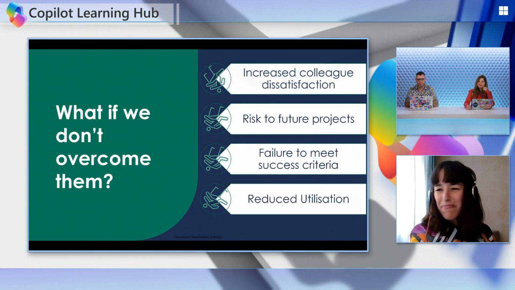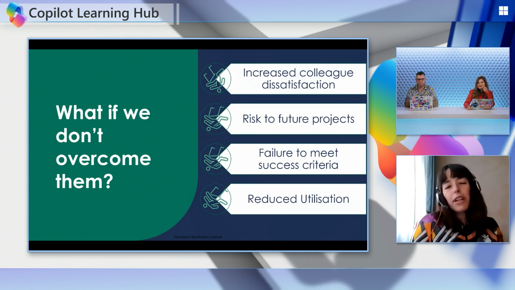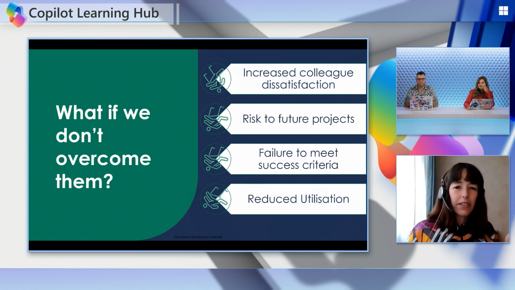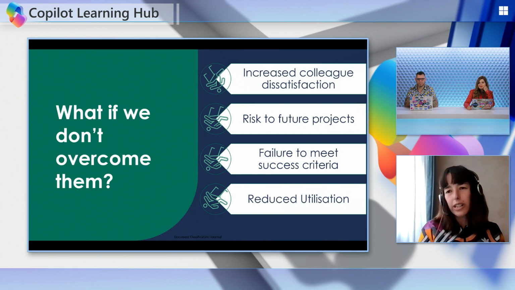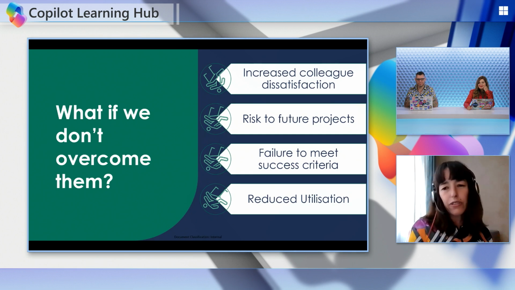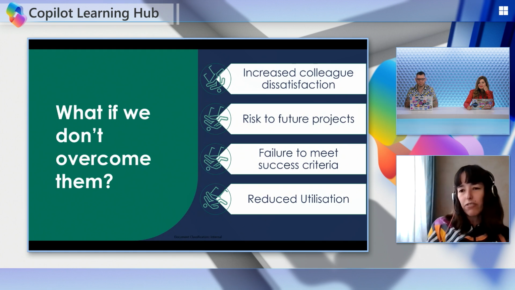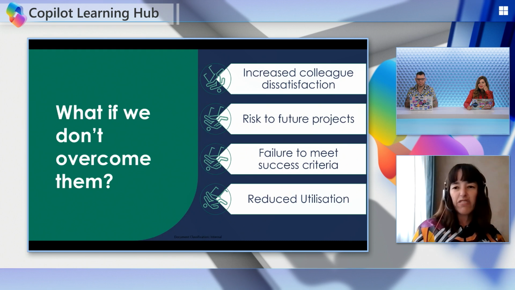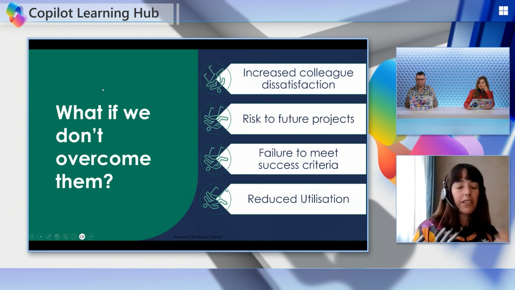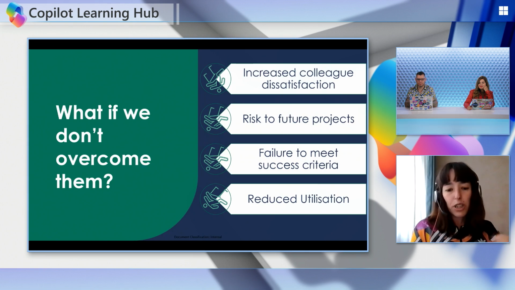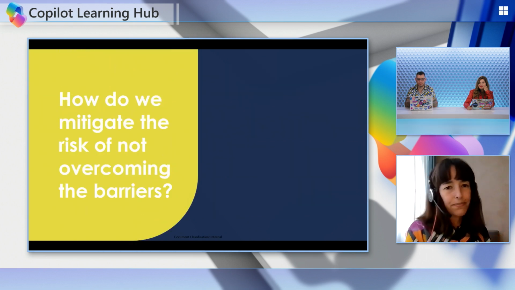Yeah, no worries. If you don't overcome the barriers, and I don't think this is really specific to Copilot, you'll get colleague dissatisfaction, risks to future products where you've got that sort of change, lethargy, apathy, failure to meet success criteria and reduced usage. But that's not specific to Copilot. I just think the human side is much more important with Copilot.